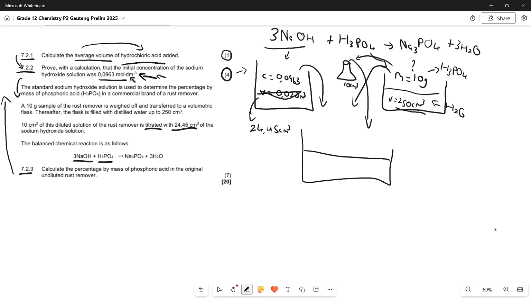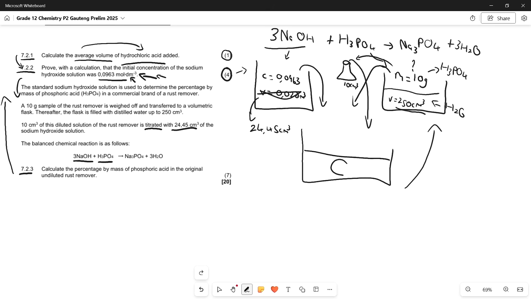I just like to start like this to see what information we have in which beaker. It just helps me see if we're going forward to see what's left over here, or if we're working backwards, in this case, to figure out how much purity of the H3PO4 we had in our rust remover sample. Because that is an impure mixture over there. So if we're looking at all three beakers over here, this one is unknown. This is where we're ending off. So for 7 marks, we will not start with the H3PO4.